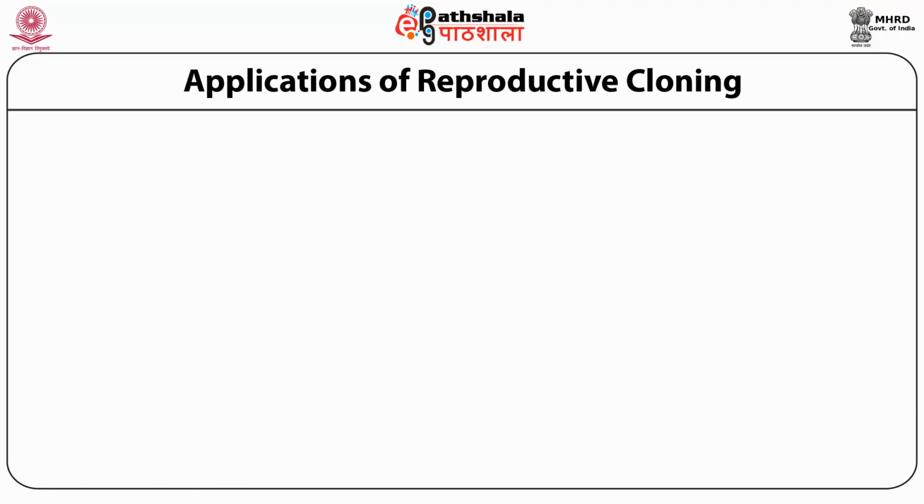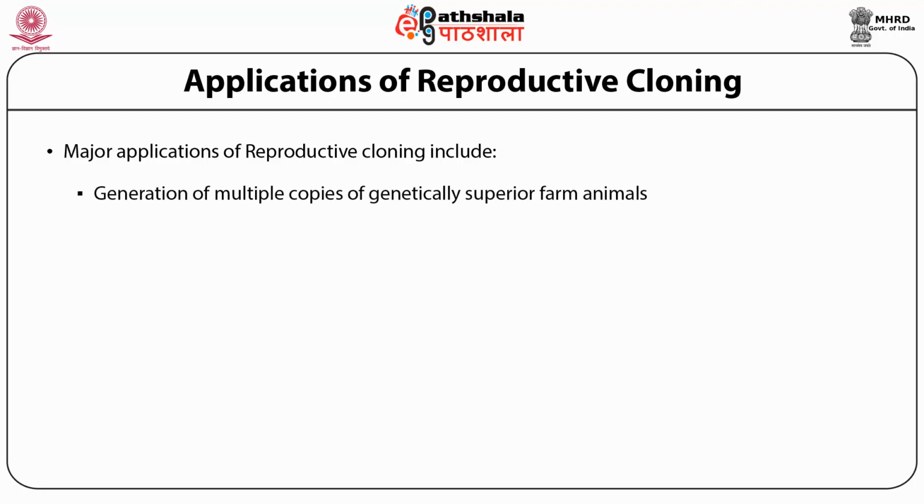So basically, the major applications of reproductive cloning include generation of multiple copies of genetically superior farm animals. We can produce animals with genetically superior characteristics, especially those beneficial for the meat industry and the dairy industry. Then by producing multiple copies, we can also go for preservation of endangered species by using reproductive cloning.